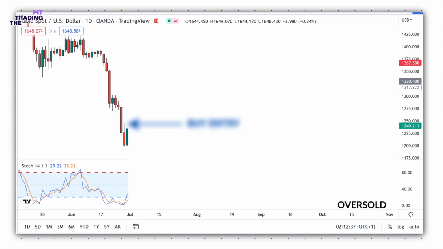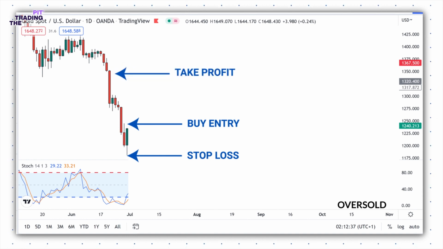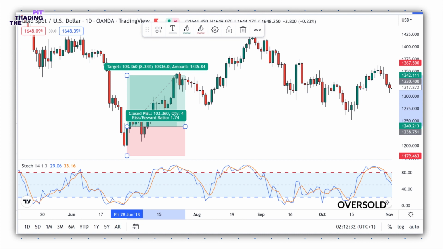So place your buy over here. Place stop loss below the engulfing candle. Place take profits at the overbought region. Here is the result.